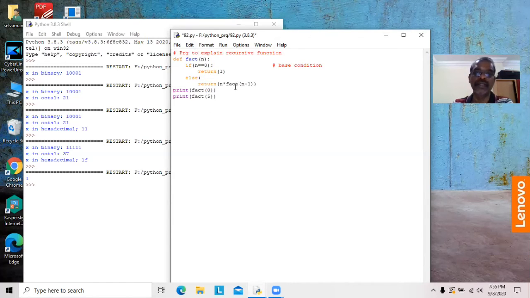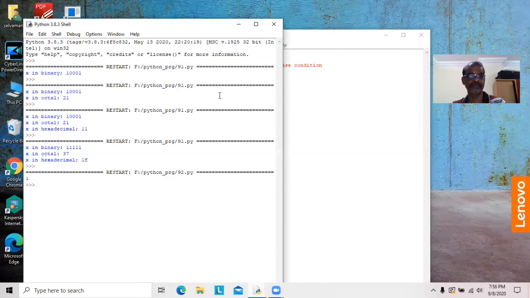At last, fact of 1 goes here. 1 equal to 0? Again, the condition is false. It returns n multiplied by 1: 5 multiplied by 4 multiplied by 3 multiplied by 2 multiplied by 1. Then 1 minus 1, it calls fact of 0. N equal to 0, equal to 0, so return 1. That's all. So we will get the result as 120. That means 5 multiplied by 4 multiplied by 3 multiplied by 2 multiplied by 1.